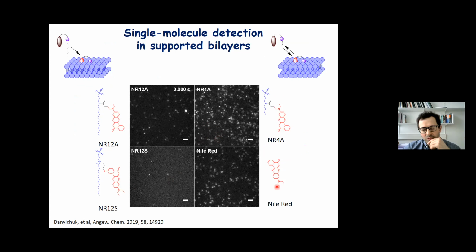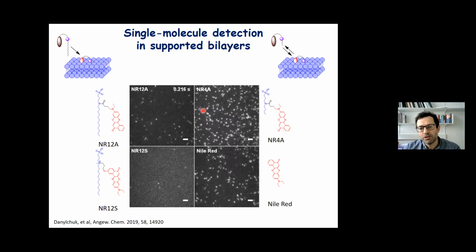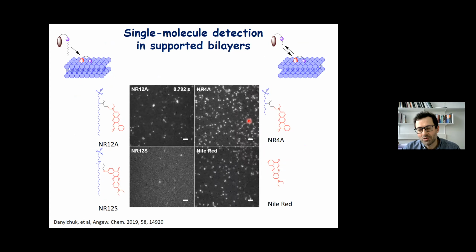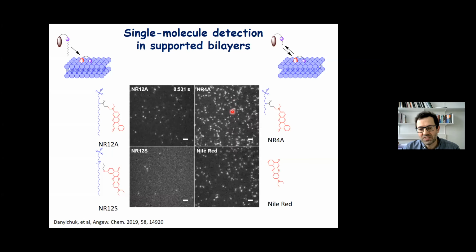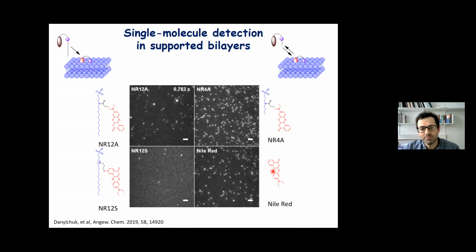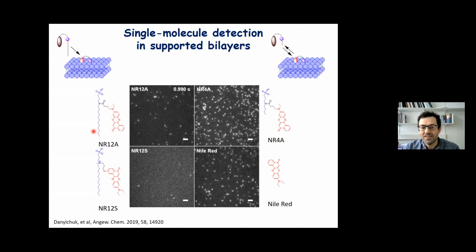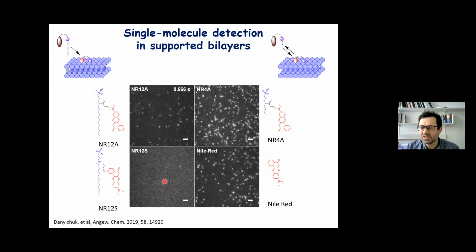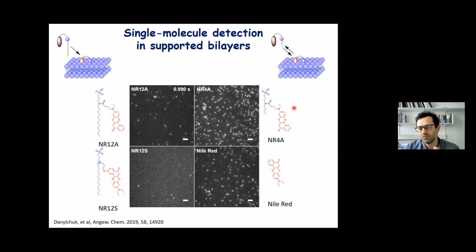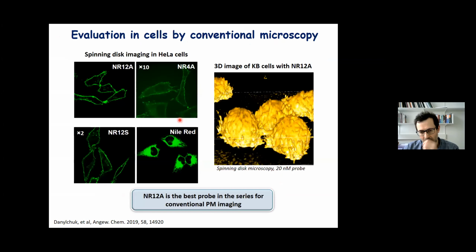So this was done in collaboration with Kik-Soo in Berkeley. What they did, they deposited a monolayer of lipids on the surface, and then they added the probe at low concentration. And what they could see is that our best hit molecule shows a lot of single molecule events on the surface, even more than the original Nile Red, while the probes with high affinity, with long chain, show very few events on the surface. So this molecule was actually perfect for doing super resolution imaging where you have on-off switching.